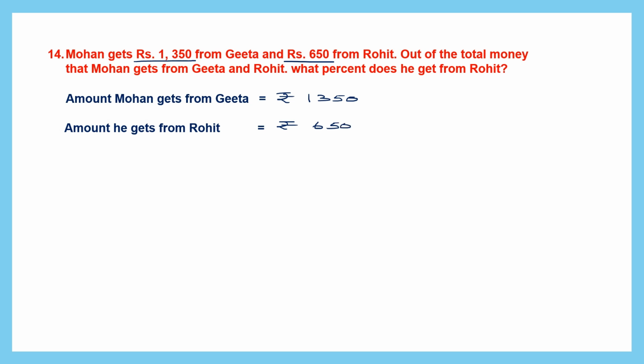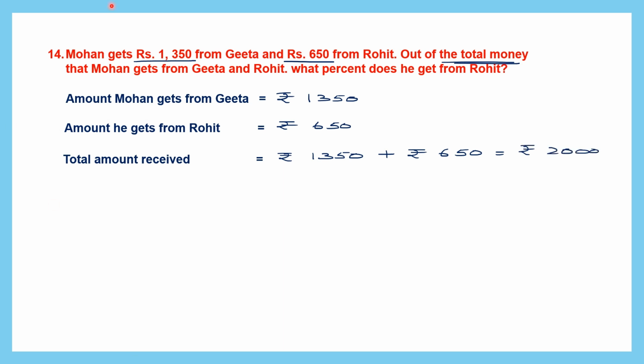Now here they're saying out of the total money, that means we need to find the total money. That is, we have to add up 1350, the amount from Geeta, and the amount from Rohit. We have to add up these. So what do we get when we add? When we add up, you get 2000 rupees. Now the question is, out of that, what percent does he get from Rohit alone?